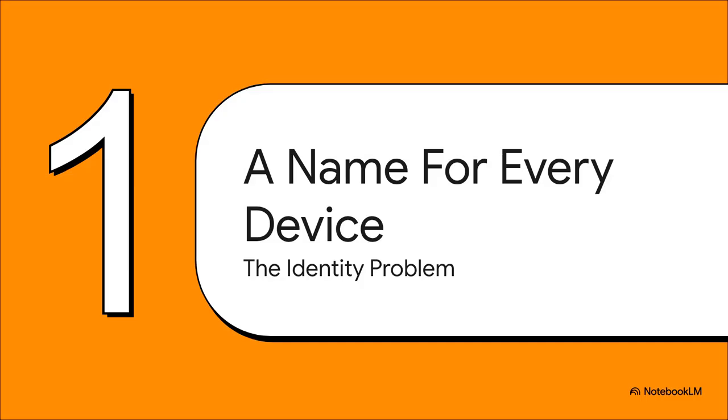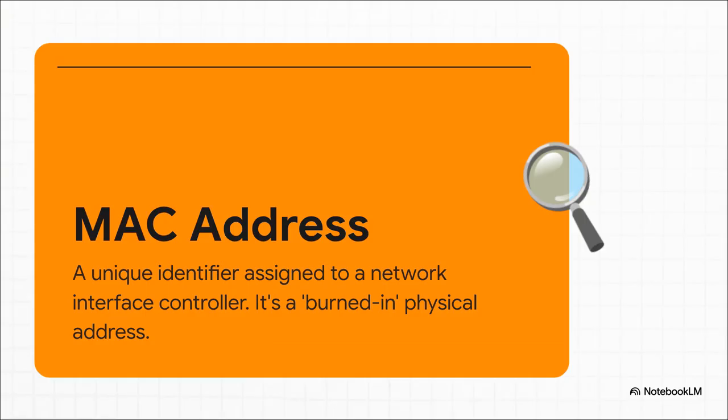All right, so if you're going to create order from chaos, the very first problem you have to solve is identity. Right? In a room full of people talking, you need names to know who's who. Well, it's the exact same thing on a network. So how do you give every single device its own unique name? The answer is the MAC address, which stands for Media Access Control Address.